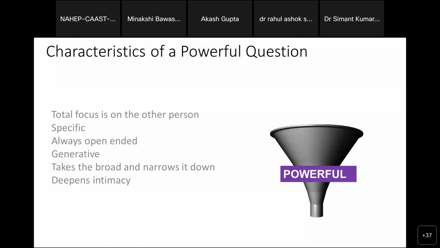Okay, so the focus should be on the person specifically. Always open it up, take the broad and narrow it, and you should be able to funnel it properly. So whatever data, it's just like tea. You put so many things in that. When you make chai, you put masala, you put ginger, you put this. But in the end, what you get is tea when you funnel it out. So you may get a lot of information, but when you funnel it out, you get the proper solution. All right. So that's how the powerful question should be.